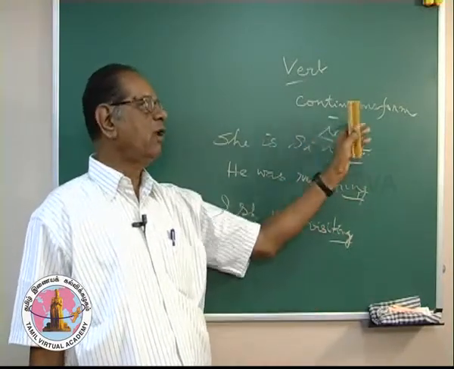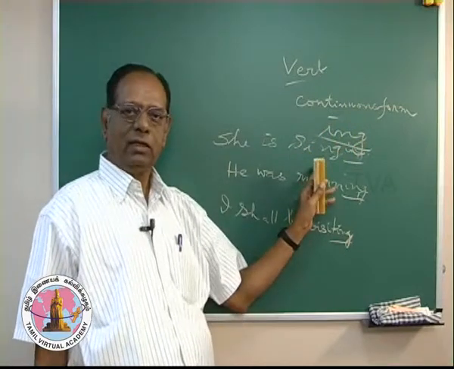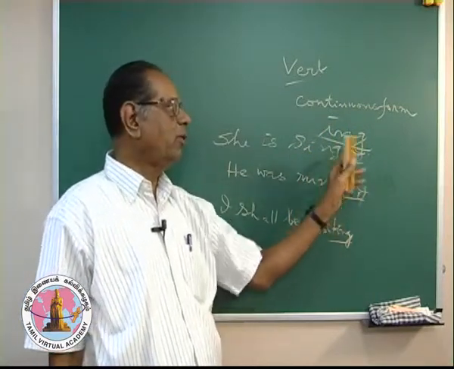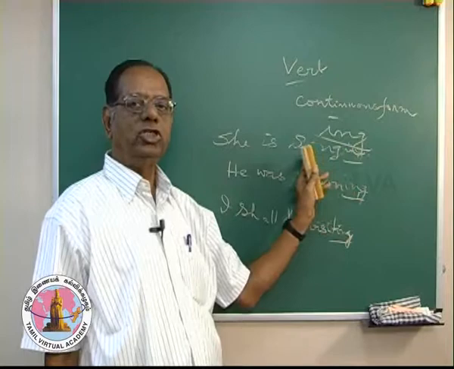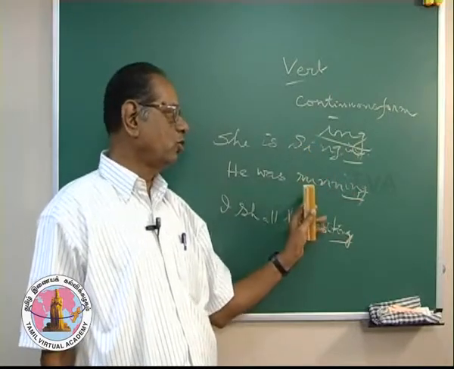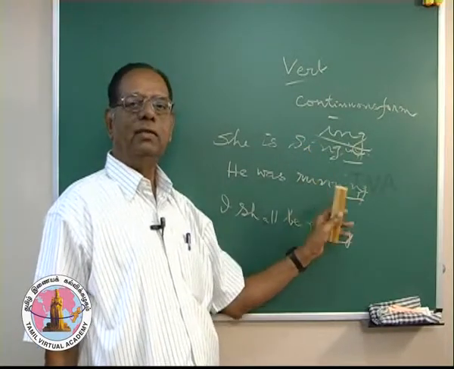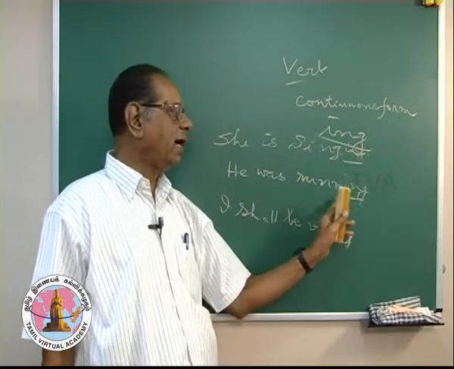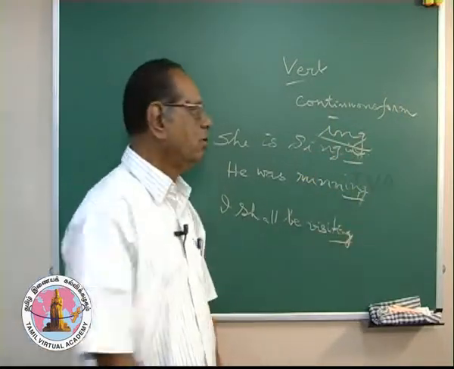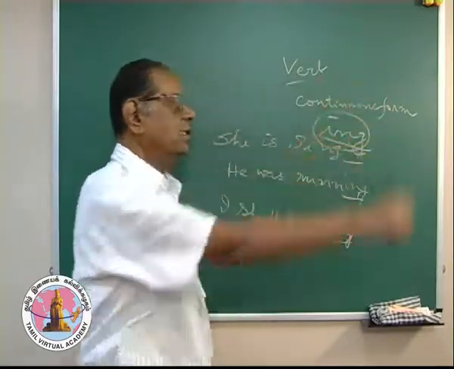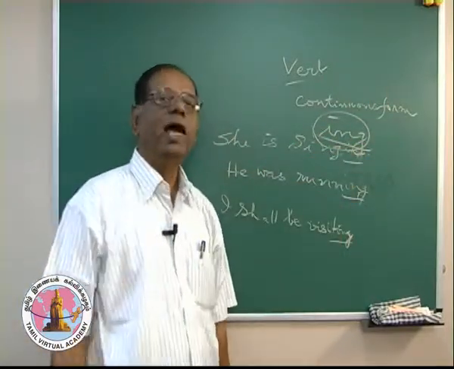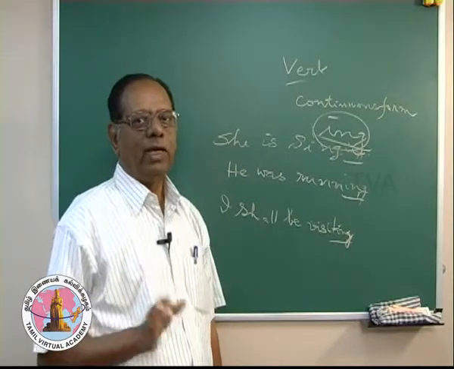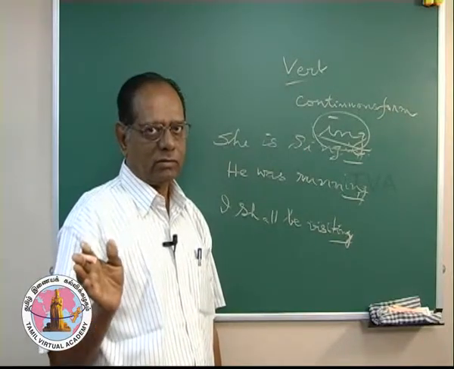The continuous form of the verb sing is singing because you have added the suffix ing, and so also running is the continuous form of the verb run. We have added ing here. So ing is the suffix to be added to a verb to make it continuous.